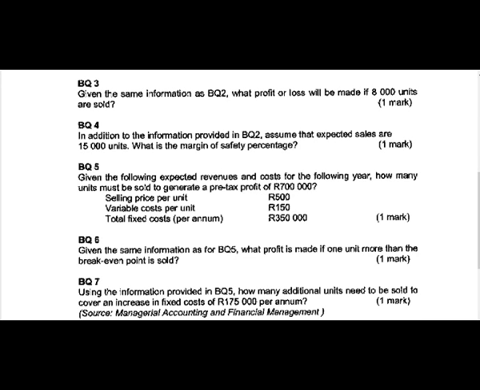Okay, so let's move on to BQ4. In BQ4 we are required to calculate the margin of safety. It's from your book. The margin of safety is actually a measure of the extent to which the current sales or expected sales can drop before we make a loss.